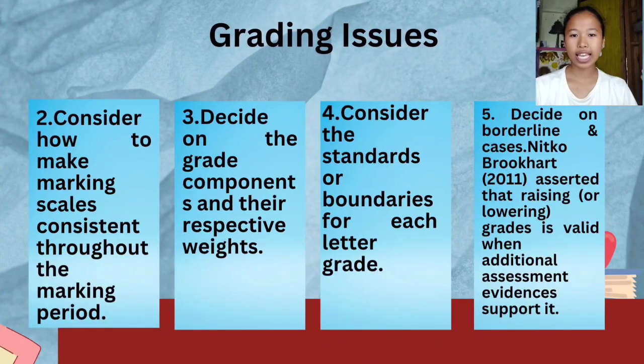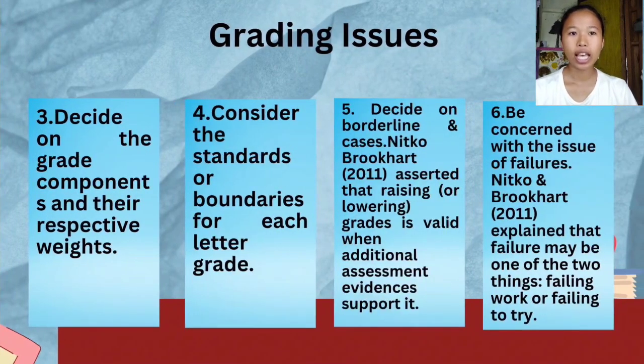Continue for the fifth grading issue. Decide on borderline cases. Nitko and Brookhart 2011 asserted that raising or lowering grades is valid when additional assessment evidence supports it. They reasoned that assessment results contain measurement errors. Thus, the grade of a student who is a point away from the passing mark, or another student whose grade is at the boundary between 2 grades, may be adjusted if there is additional achievement information that warrants such modification.